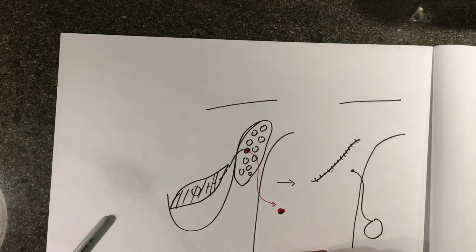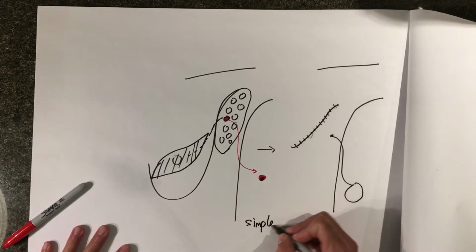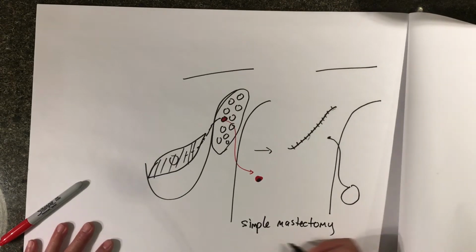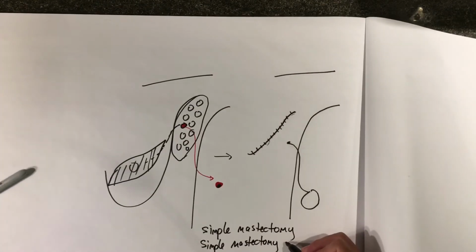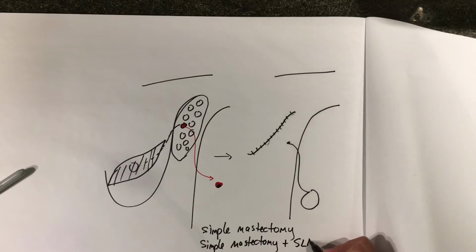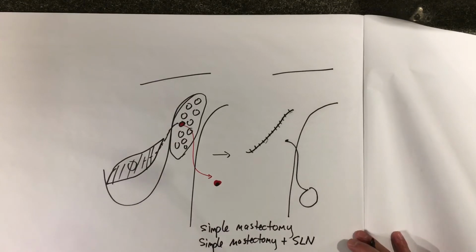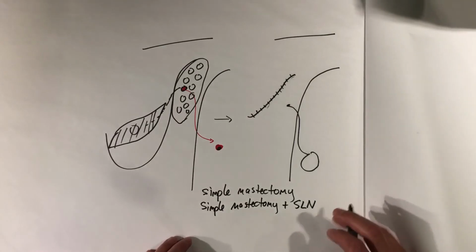So if you have a simple mastectomy, that means you just remove the breast. If you have a simple mastectomy plus a sentinel lymph node, that means that the sentinel lymph node did not have tumor in it and you went ahead and stopped there, without having to remove additional lymph nodes.